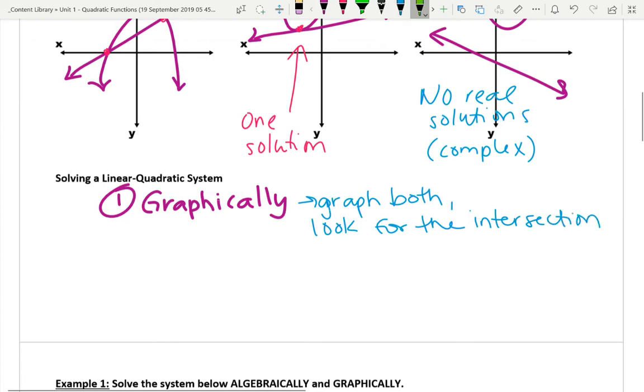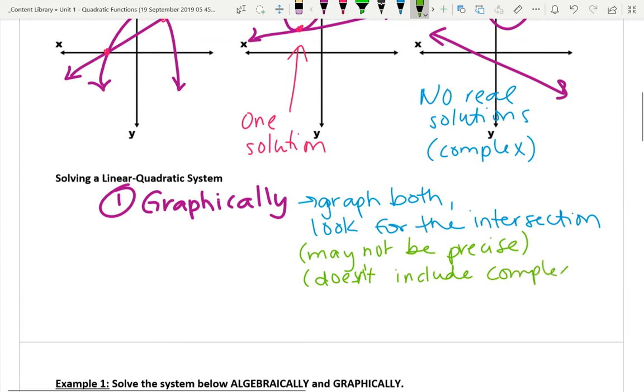Now, some drawbacks here is that this may not be very precise. If we have a decimal as a coordinate point or a fraction, it may not be precise. We may be having to estimate. The other thing is that this doesn't include our complex solutions. We just wouldn't be able to see those complex solutions graphing in the real plane. So there are some limitations to graphing.